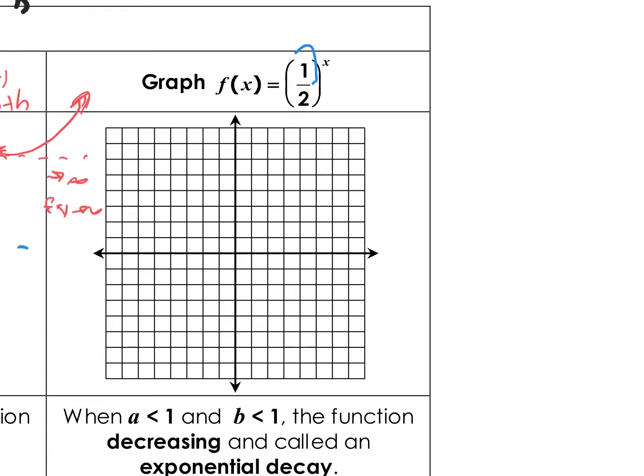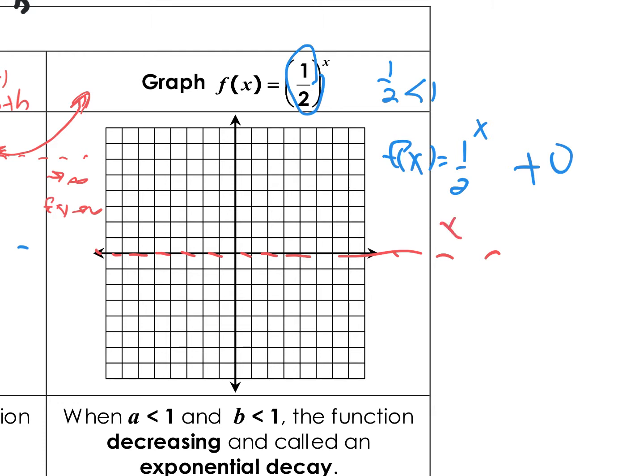If b is less than 1, 1/2 is less than 1, it's going to be a decay. And also, take a look at this. f of x is 1/2 to the x plus 0 again. That means it doesn't go up or down. It never shifts up, it never shifts down. So, horizontal asymptote at the x-axis. And if I plug in x equals 0 again to see what happens, I get 1/2 to the 0 power. And anything to the 0 power is still 1. So I also have an ordered pair at 0, 1.